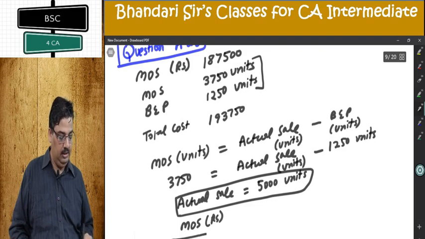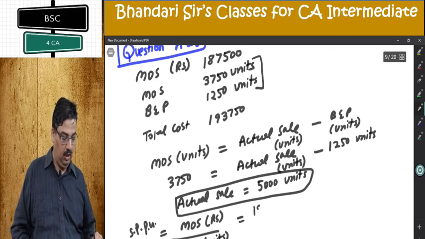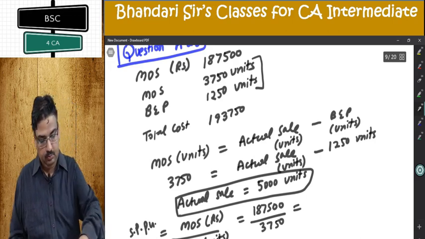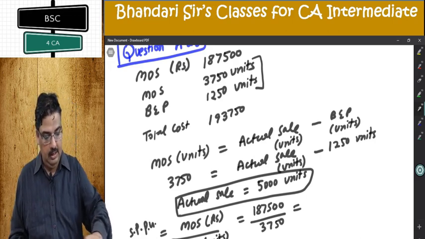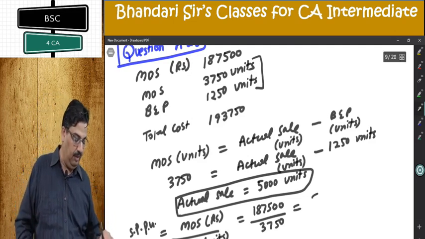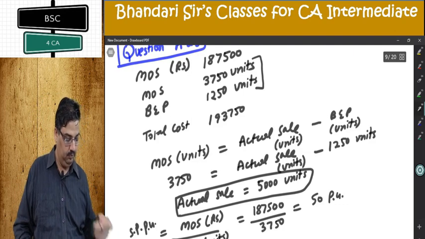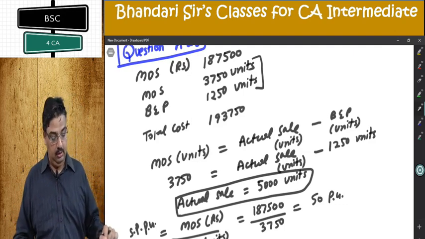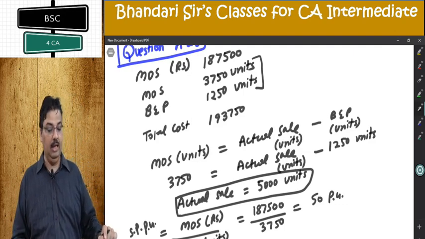I can also get selling price from there. MOS in rupees divided by MOS in units will give me selling price per unit. 187,500 divided by 3750. I'll get 50 per unit. This is your selling price per unit.